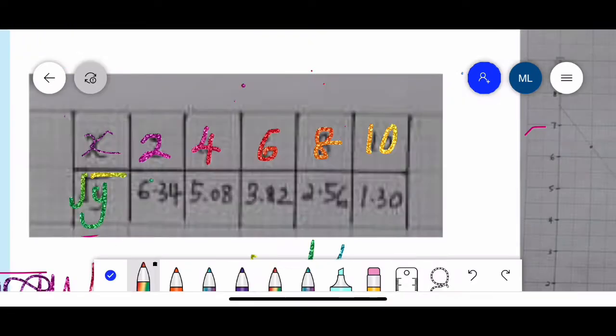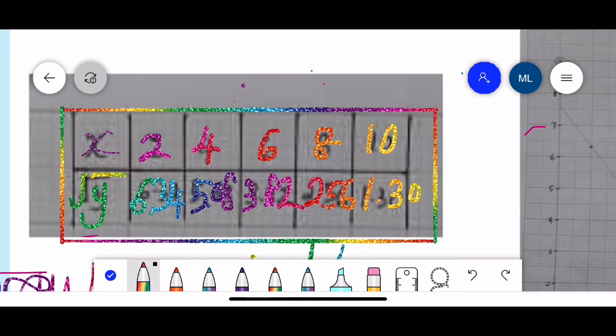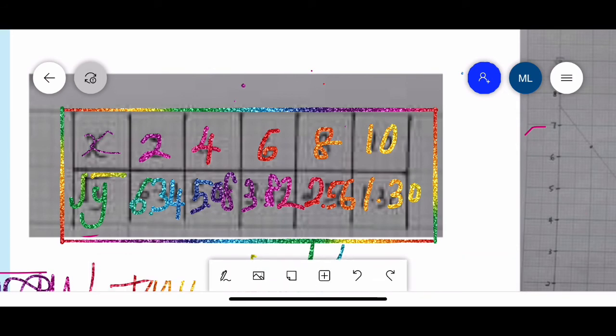So basically for linear law, the first step is you draw the table, find all the points and double check all the points, and then you will plot the points on the graph paper, right? So let's see how to plot the point.